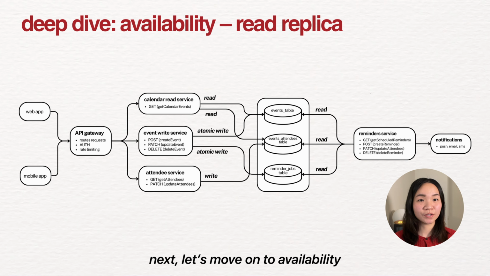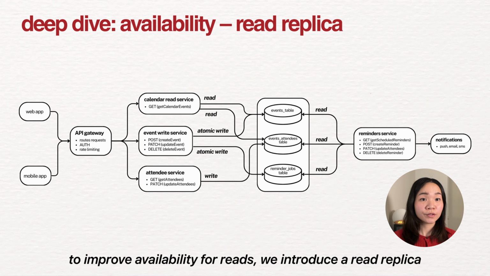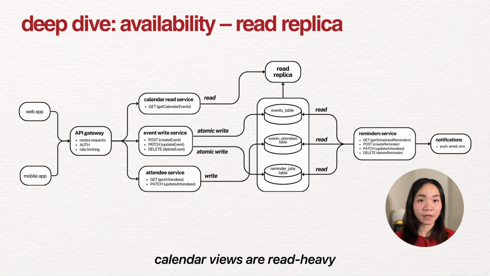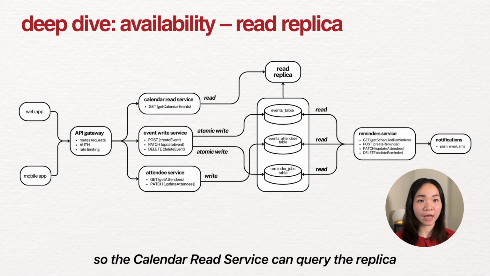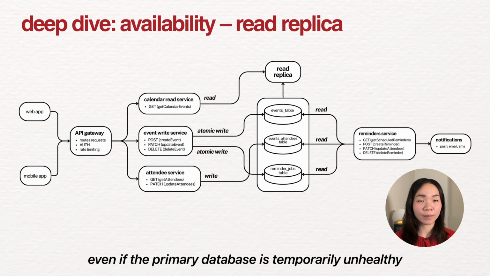Next, let's move on to availability, which means the system remains operational and responsive even when components fail. The biggest risks are single points of failure, such as the primary database going down, which could prevent users from viewing their schedules. To improve availability for reads, we introduce a read replica. Calendar views are read-heavy, so the calendar read service can query the replica. This allows users to continue viewing their calendars even if the primary database is temporarily unhealthy.